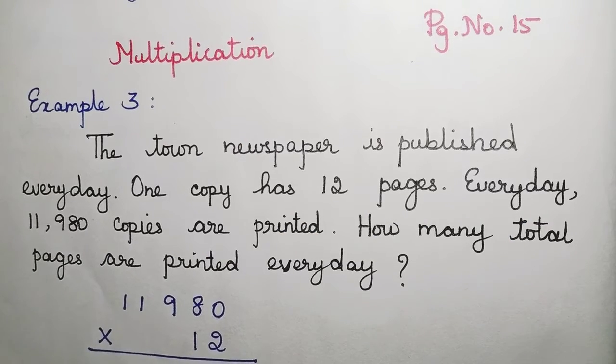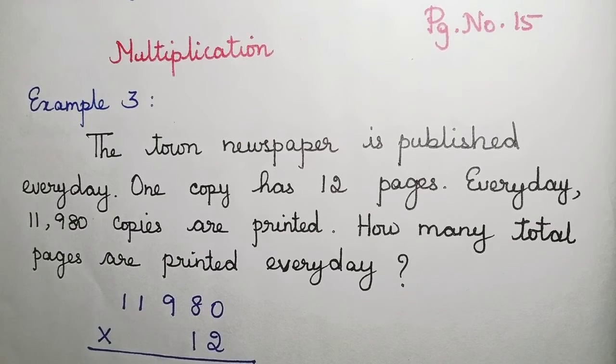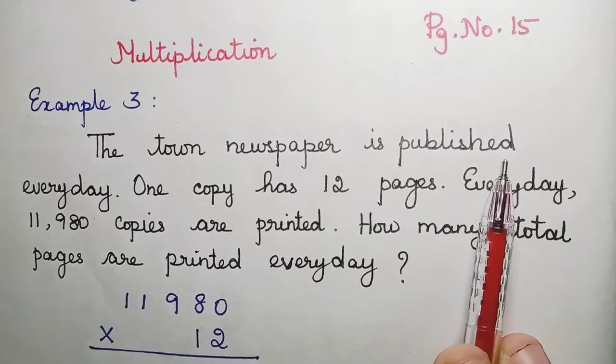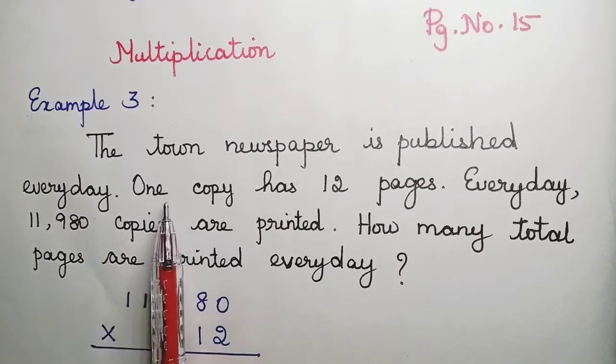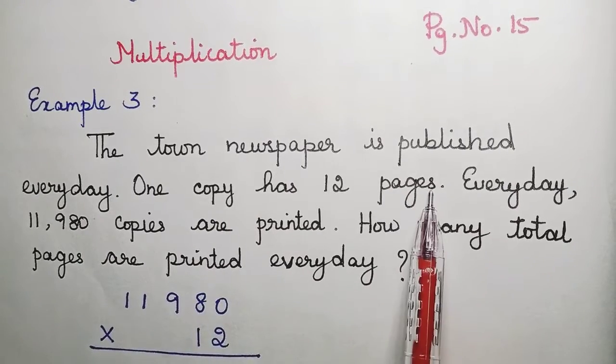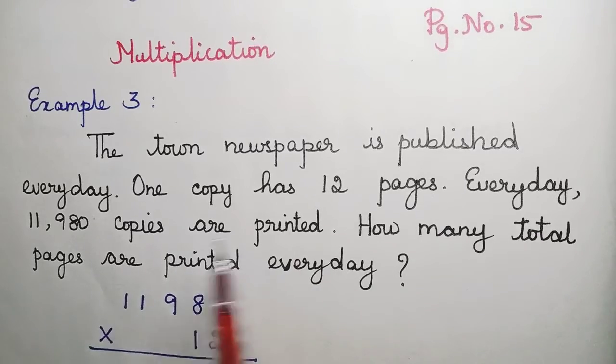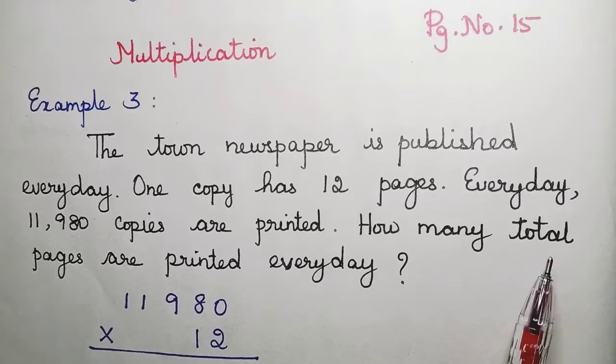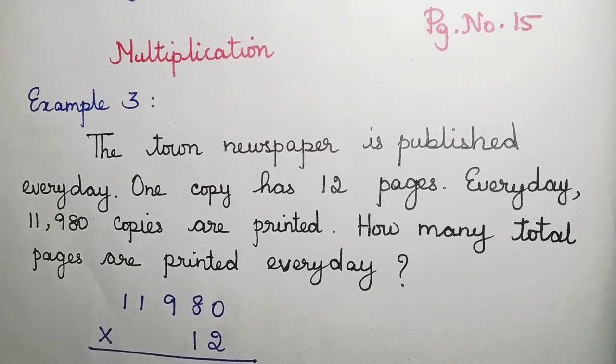And the next example is based on multiplication. So far we have learned addition and subtraction, and now this is about multiplication. It's on page number 15. Example 3: The town newspaper is published every day. One copy has 12 pages. Every day, 11,980 copies were printed. How many total pages are printed every day?